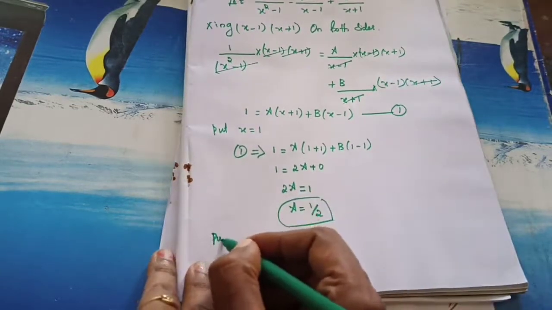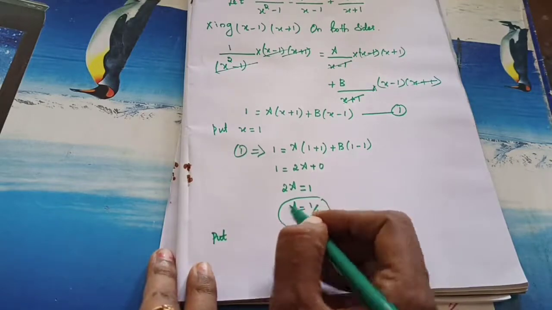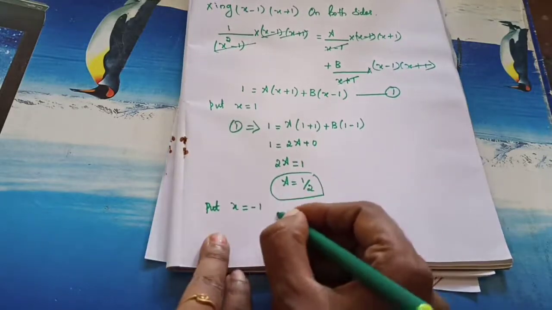Then next what will you do? Now you got the value of a. You need to make a as 0. For that what will you do? Put x is equal to minus 1. Substitute in equation number 1.